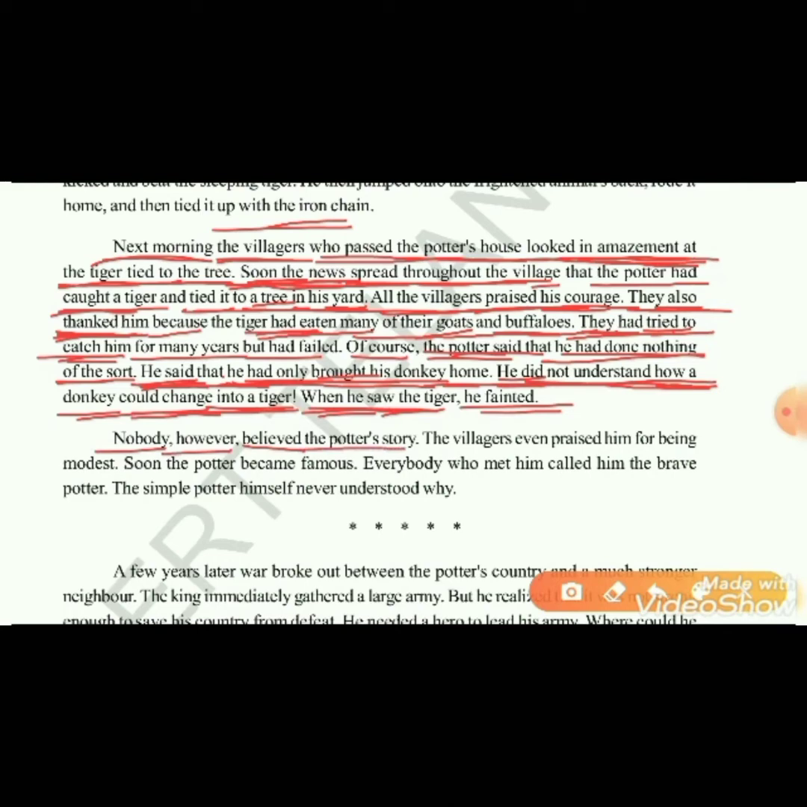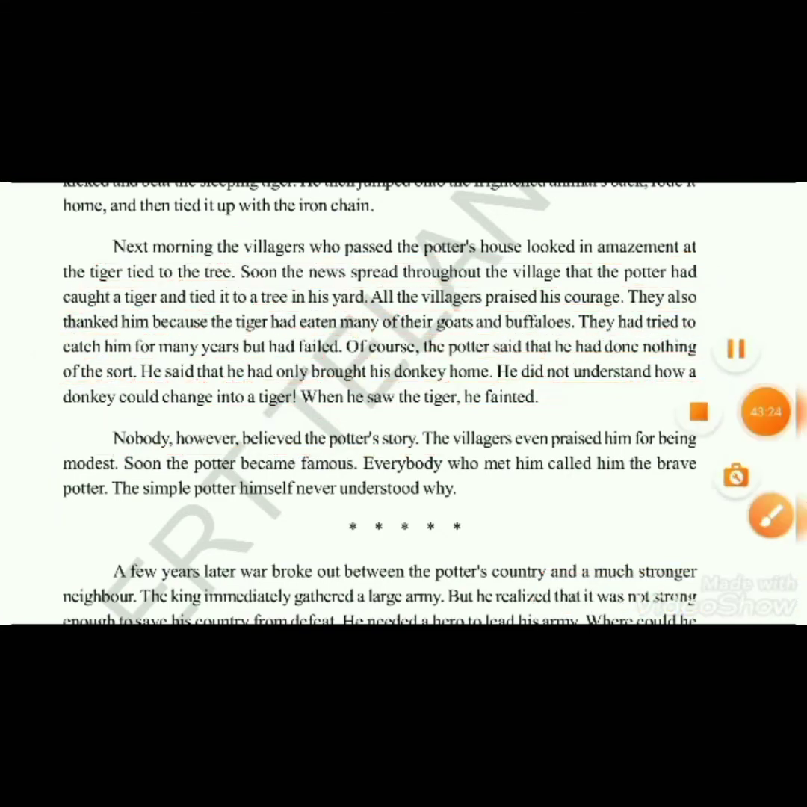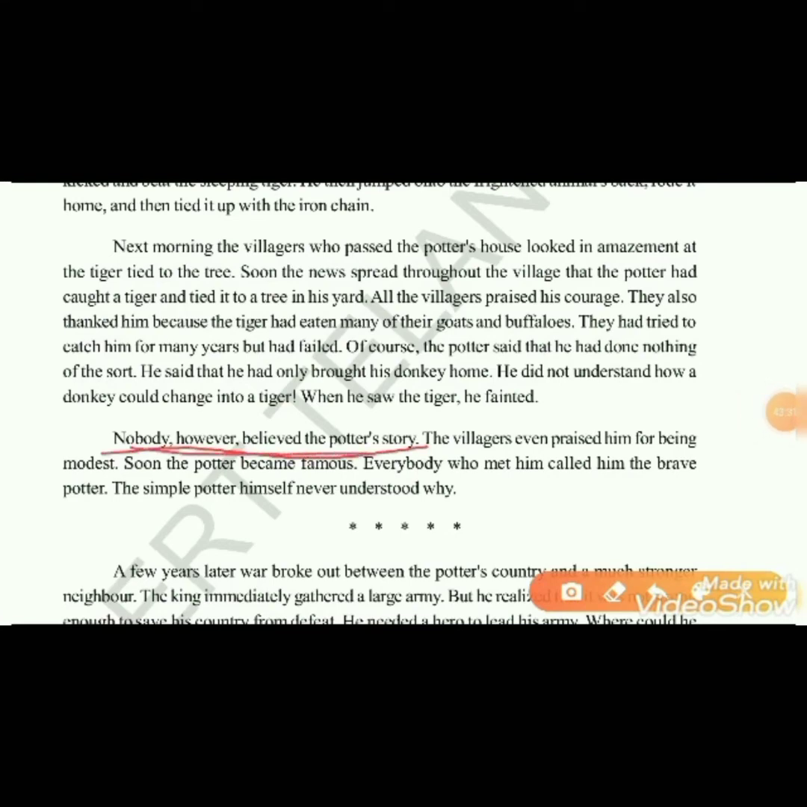Nobody, however, believed the potter's story. But did anybody believe? Do you believe that in your area, if somebody brings instead of his buffalo a tiger and ties it in his cow shed, and next day says, hey, I only thought that this is my animal and I brought it, but he has tied a tiger. Could you believe that? Could anybody believe that? Likewise, no villagers believed.